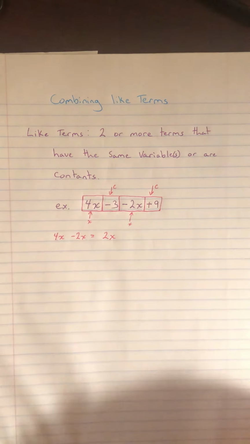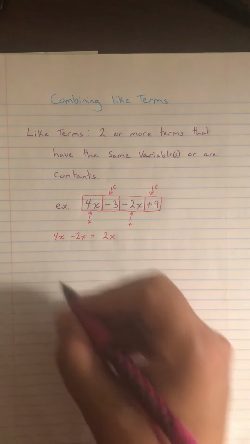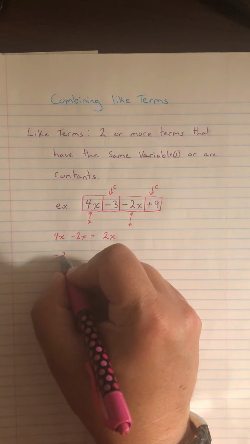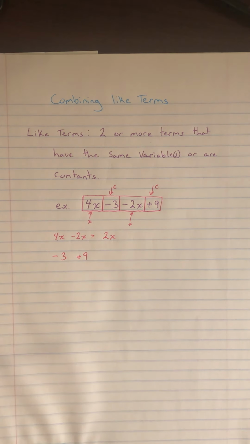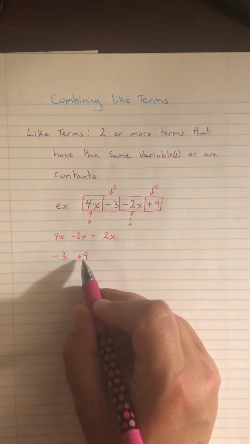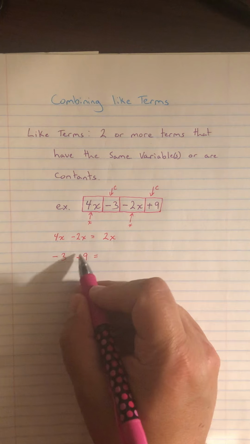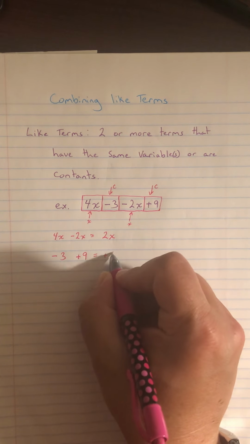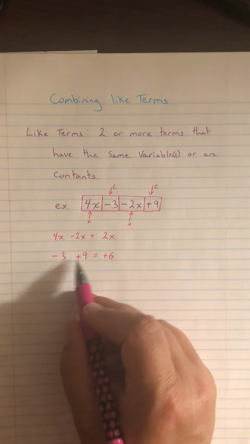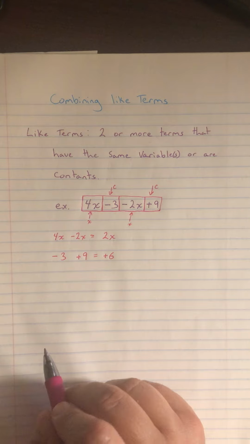Well, this is a constant. This is also a constant. So I can put those two terms together. So I can put my -3 and my +9 together. They are different signs, just like up above here. I'm going to subtract. There were more positives, so I get a +6. 9, take away 3 is 6. They're more positive, so it's a positive.